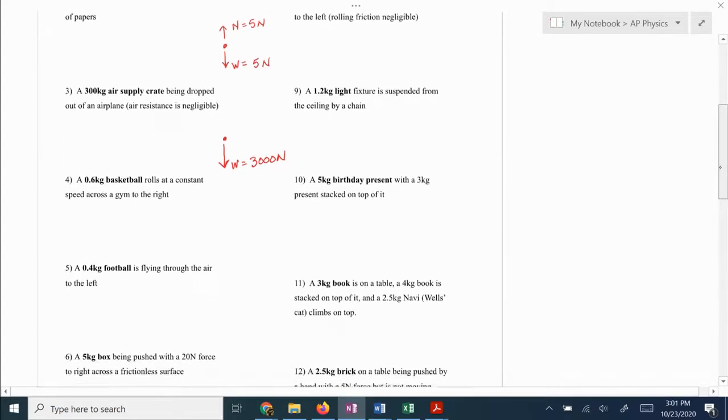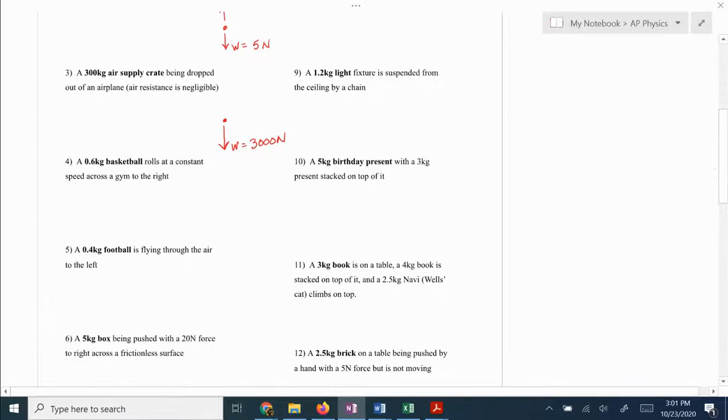So next one, a basketball rolls at a constant speed across the gym floor to the right. Constant speed is going to be the important part there. It means that there are balanced forces horizontally. When it says that it rolls, that means that it's not being pushed. It kind of insinuates that it's rolling along without being pushed. So there's probably no force of friction and also no push force. So it leaves us just the vertical forces.